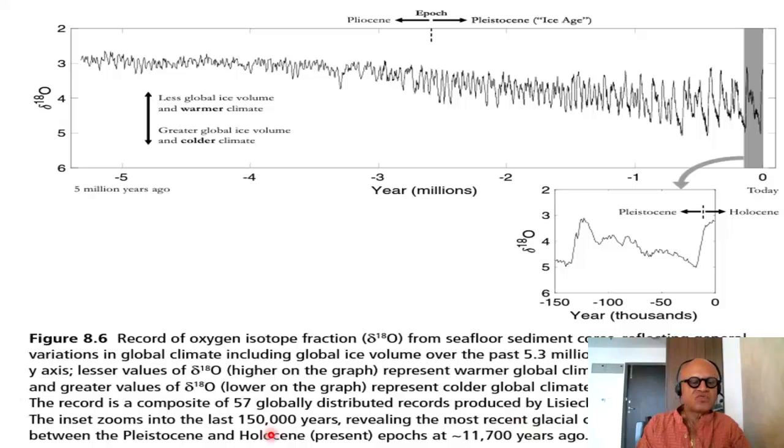The inset zoom is into the last 150,000 years, so approximately the last ice age to the present, revealing the most recent glacial cycle. The boundary between the Pleistocene and Holocene epochs is at 11,700 years ago. So you can see that there are different time scales here.